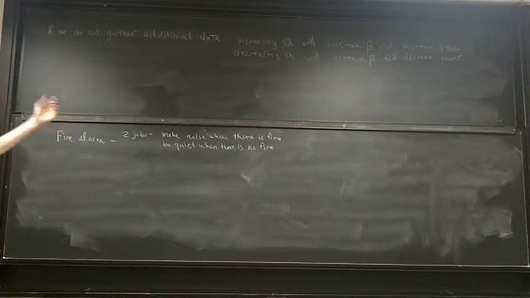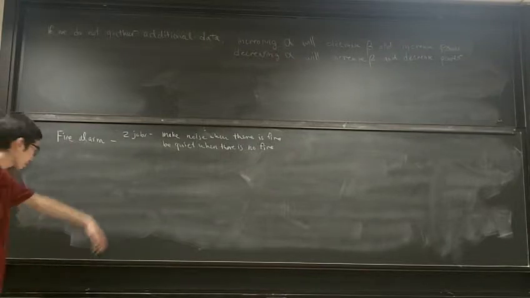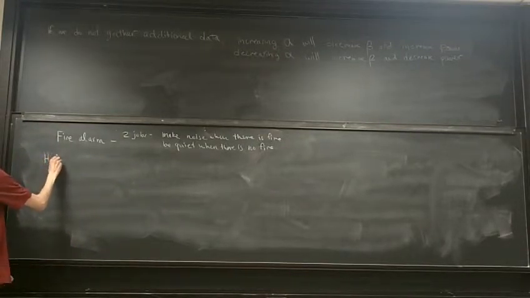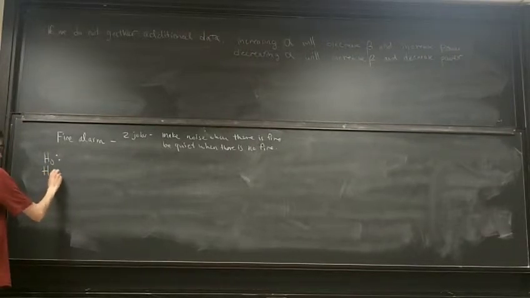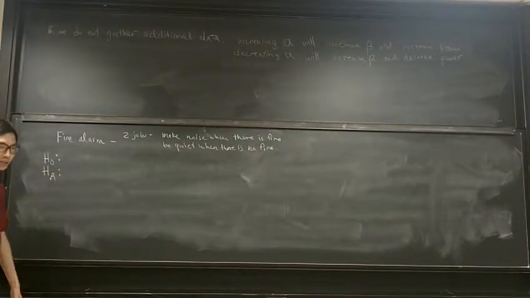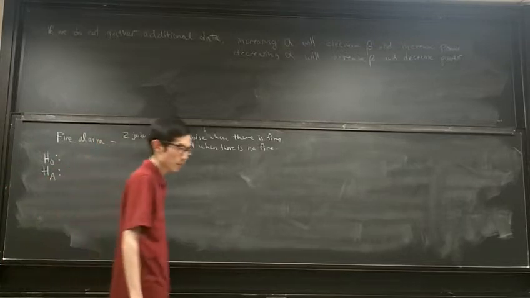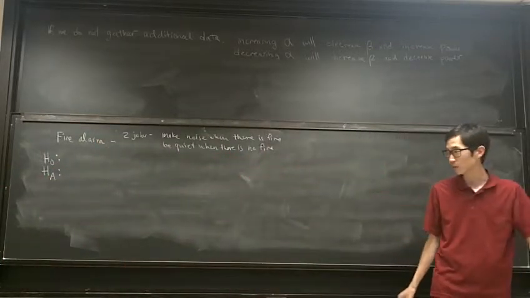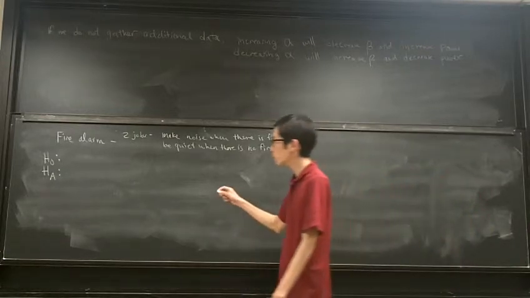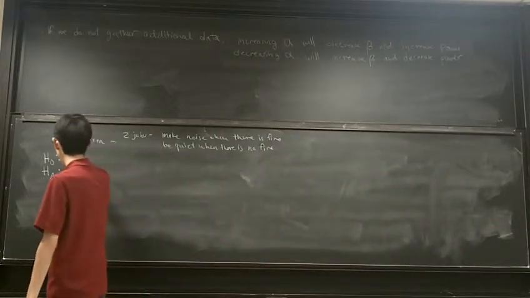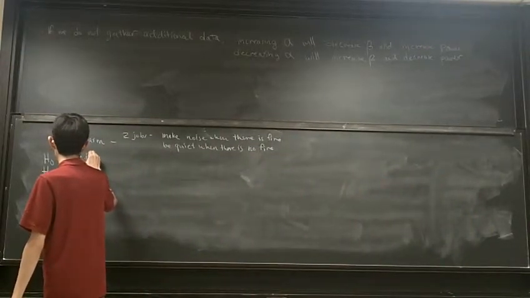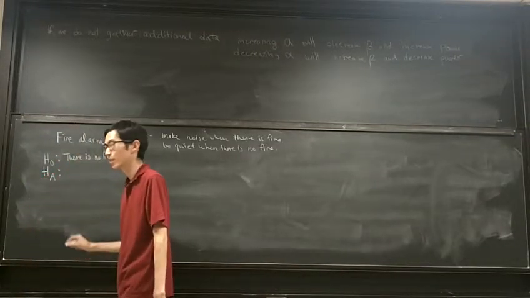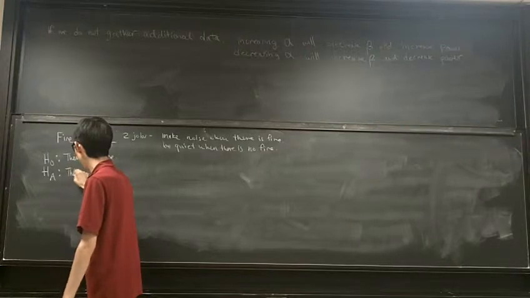From the fire alarm's perspective, you can think of there being a null hypothesis and an alternative hypothesis. What's the null hypothesis? Remember, we're always gathering evidence to support the alternative. The null hypothesis is that there is no fire, and the alternative is that there is a fire.